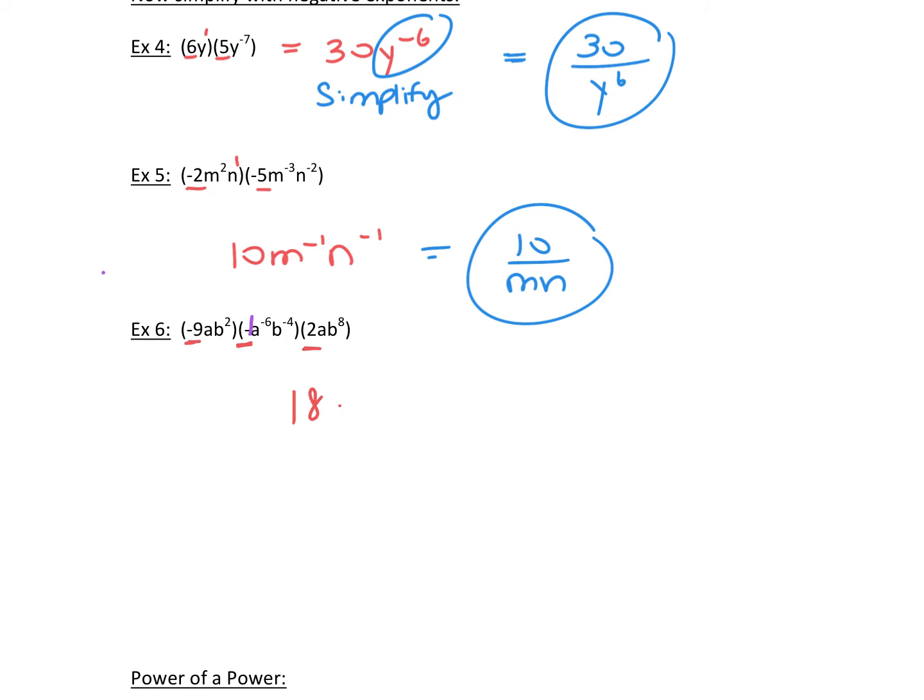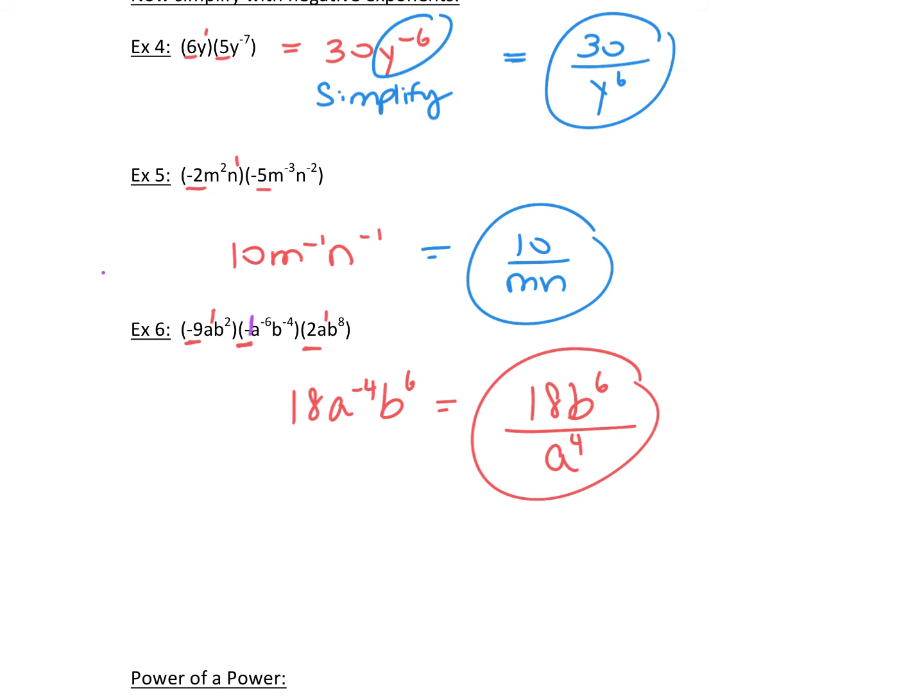Then I work on base a. Base a, I have 1 plus -6 plus 1, which is going to be the -4th power. And then I have base b. I have b to the 2nd, so 2 plus -4 plus 8. That's going to give us 6. Okay, then take a minute and simplify this. You should all be comfortable at this point. Keep the positive exponents in the numerator, and the ones with the negative exponent go in the denominator.